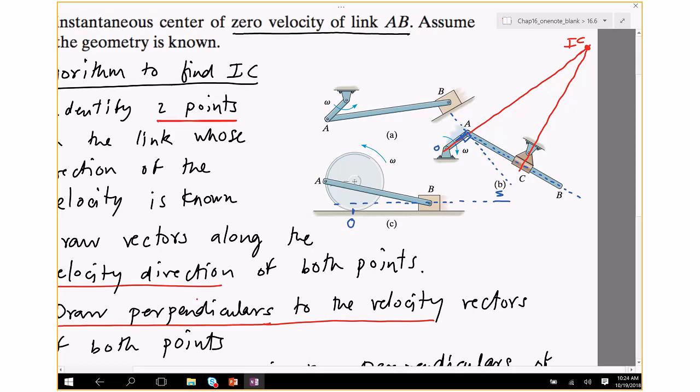So if I draw a line like this, then the dashed line is the direction of velocity of A. It is going to be at right angles to OA. So now draw perpendiculars to the velocity vectors at B and A. The perpendicular to this vector is going to be this. Yeah, so it's actually a mess, but that's where it is.